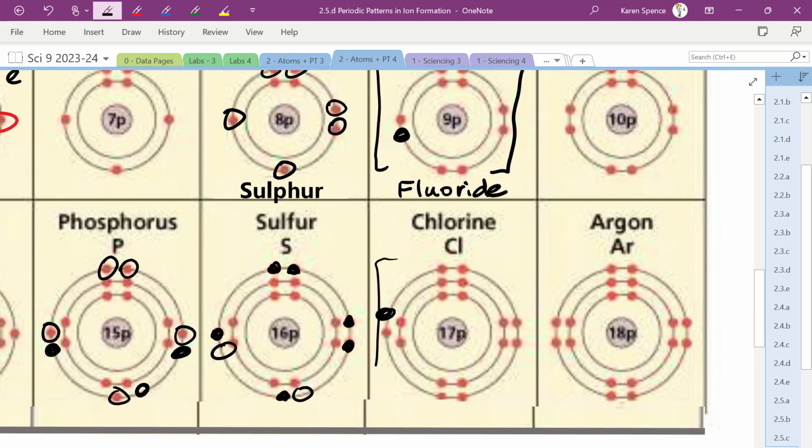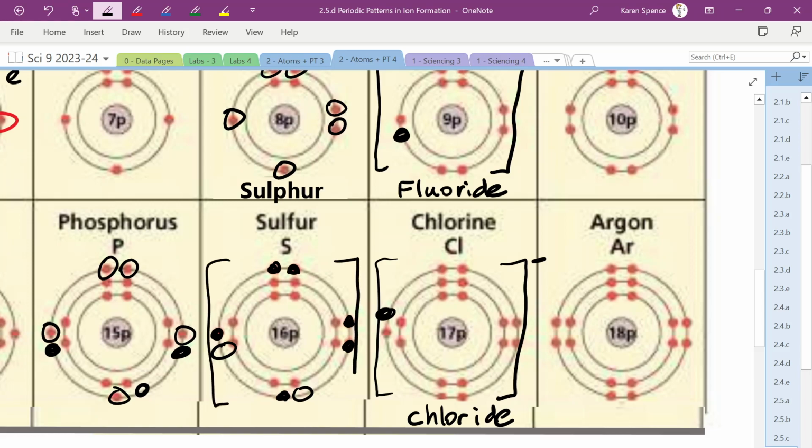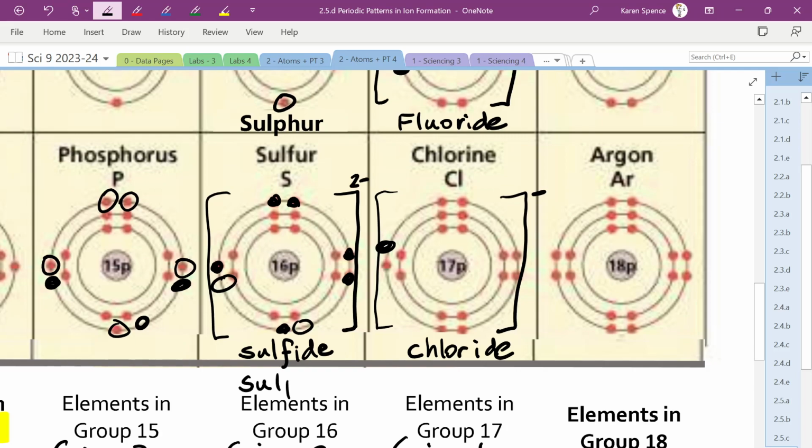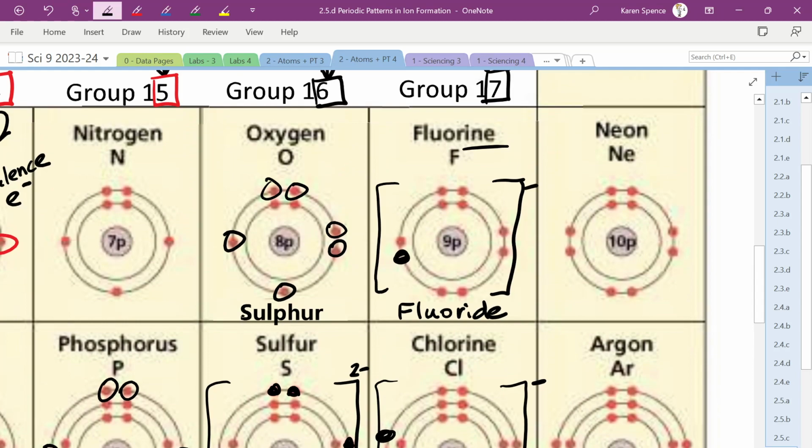Chlorine would become chloride. And you'll notice, what am I putting on these ions? Brackets and a charge. So this is going to become chloride. Sulfur becomes sulfide. Does it matter if I spell it with an F or a PH? Either way is fine. And somehow or other, this word sulfur got up here. Just cross that out. I don't know why it's there.